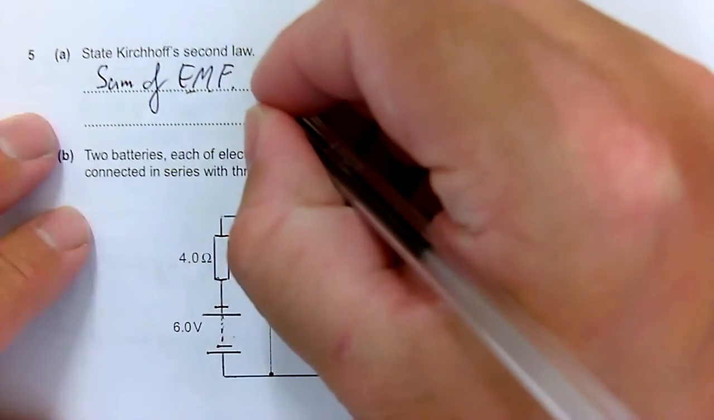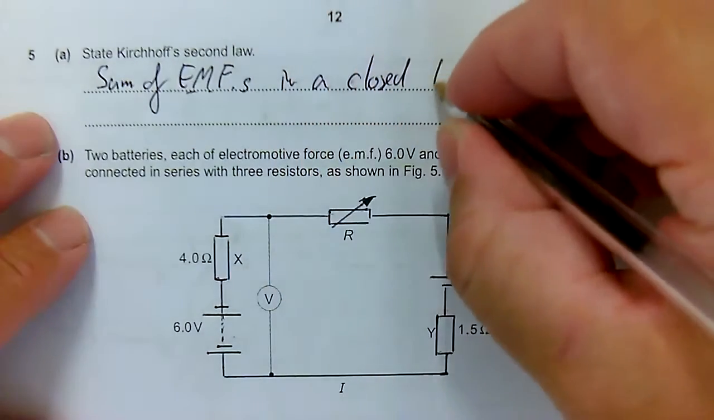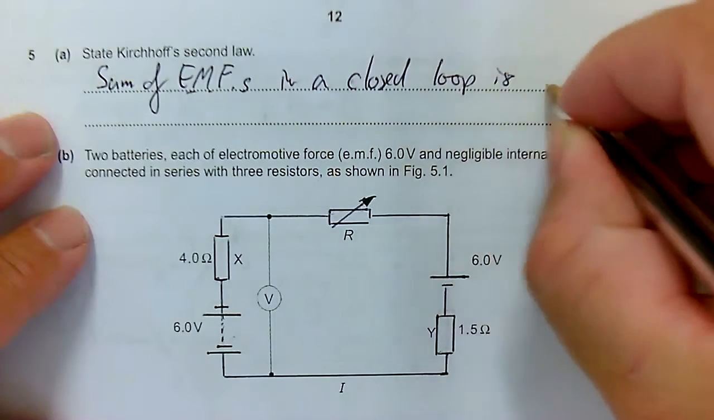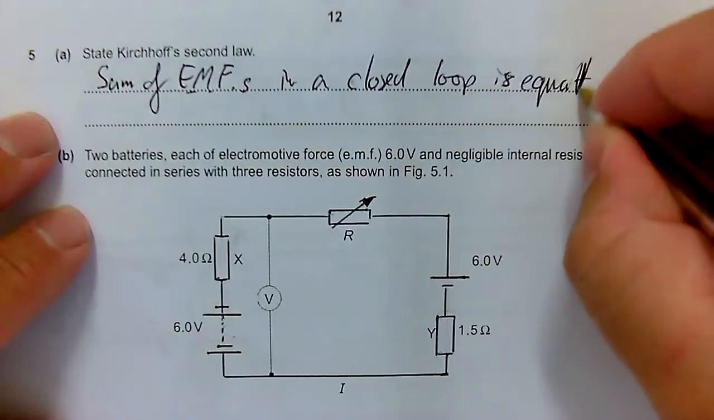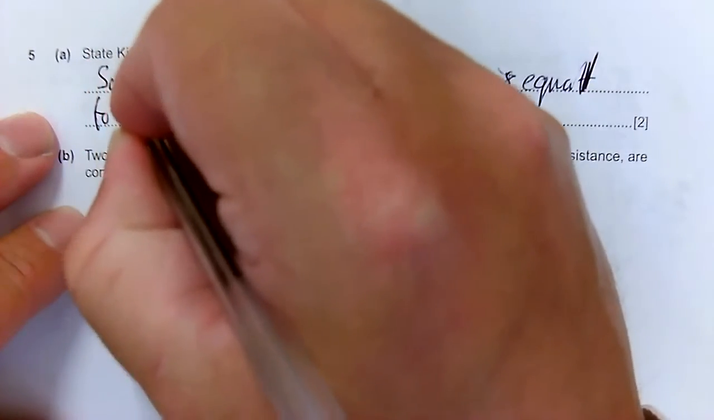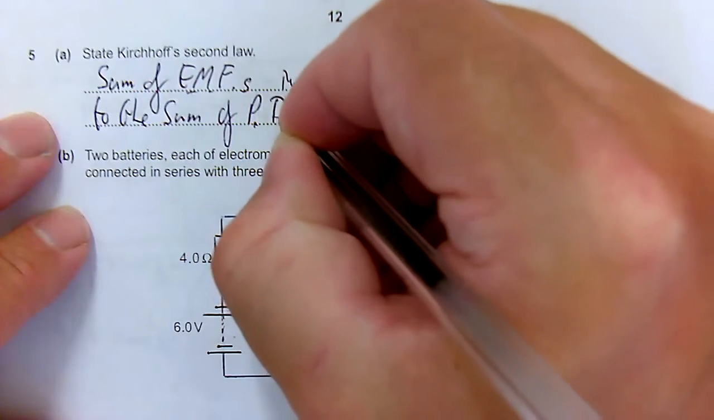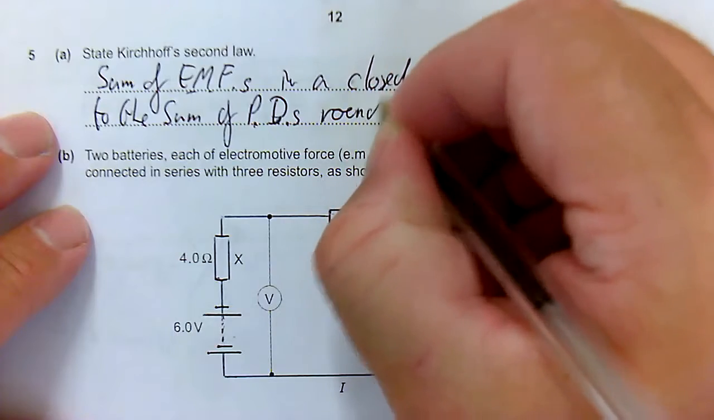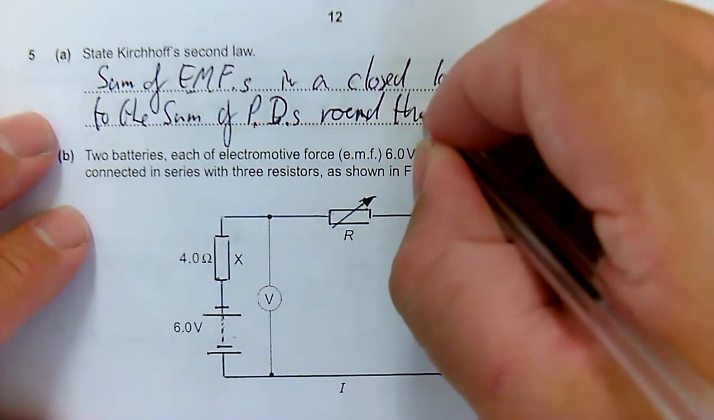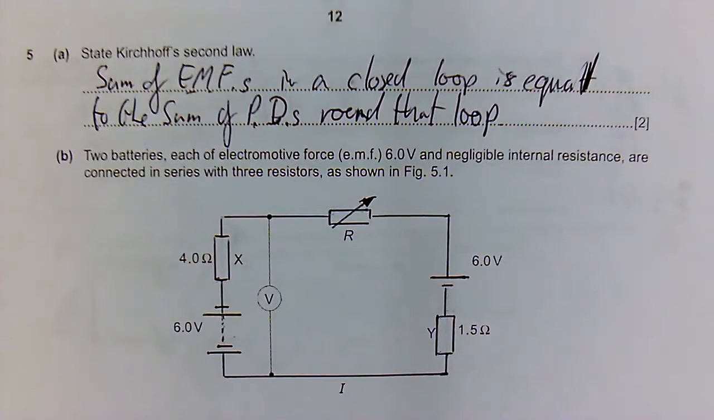The sum of EMFs in a closed loop is equal to the sum of potential differences. And you can say PD if you wish to, the sum of potential differences around that loop. Okay, and that is good enough to actually get the marks that you need.